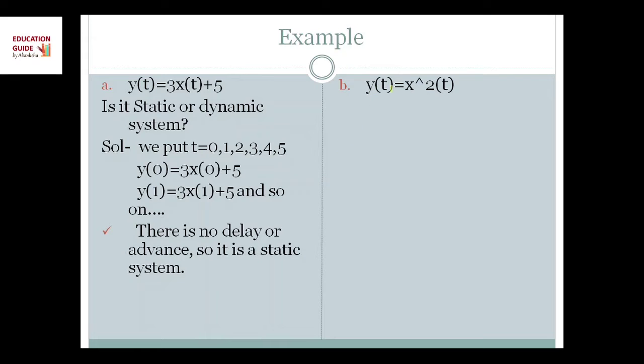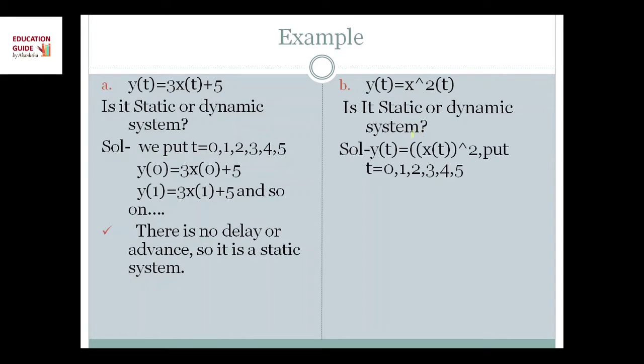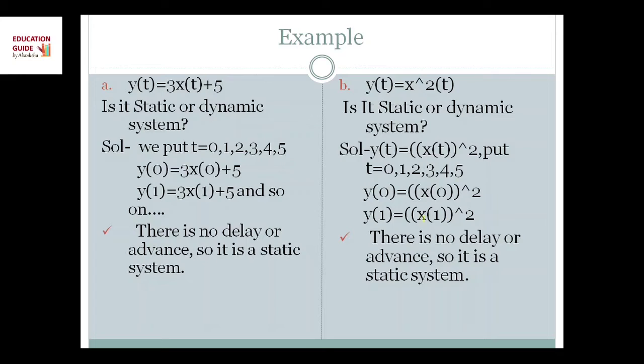Next example is y(t) = x²(t). Is it a static or dynamic system? y(t) is equal to x(t) whole square. We put t = 0, 1, 2, 3, 4, 5. y(0) = x(0) whole square. Similarly, y(1) = x(1) whole square. There is no delay or advance, so it is a static system.